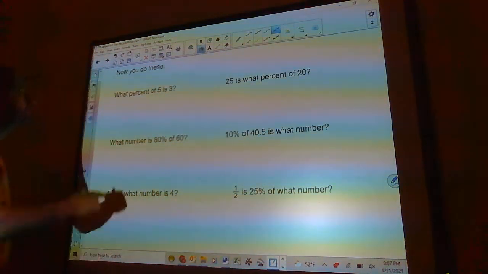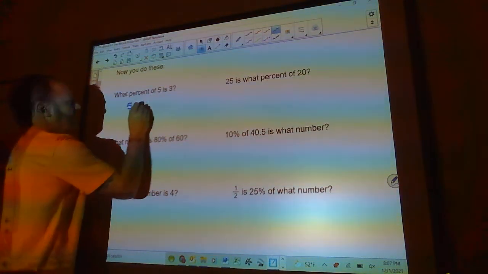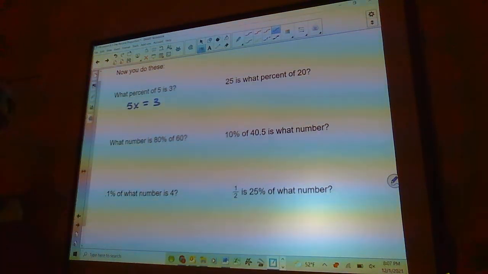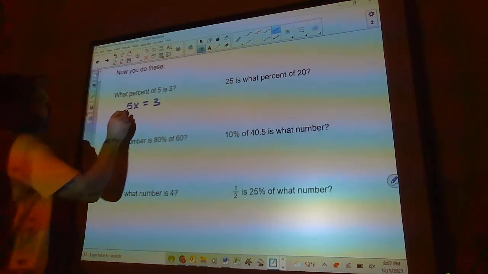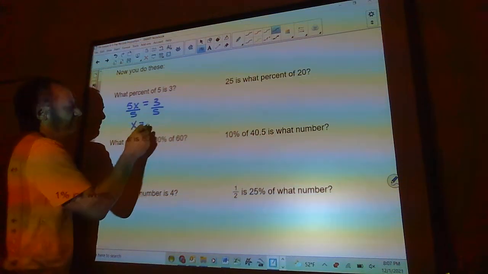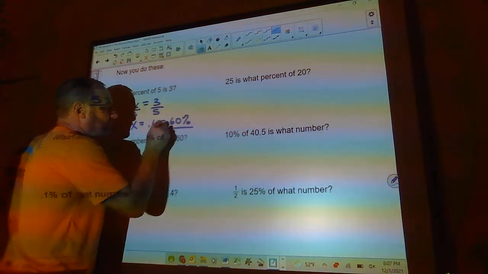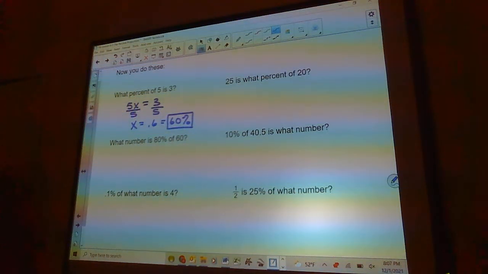Okay, so what percent of 5 is 3? That means 5x is 3. So there's your problem set up. Very simple to solve. Okay, x is 3/5, that's 0.6, which is 60%. So that's a pretty easy one.